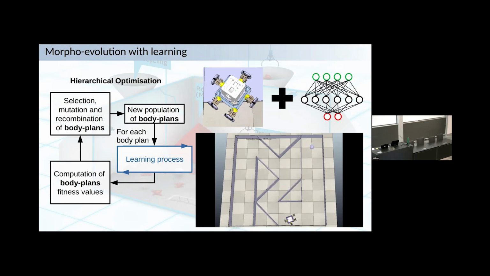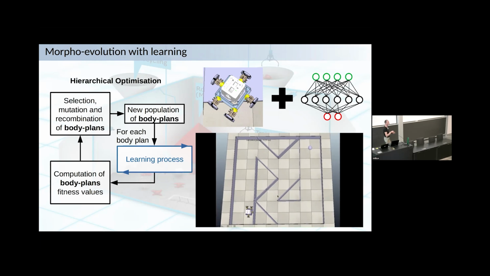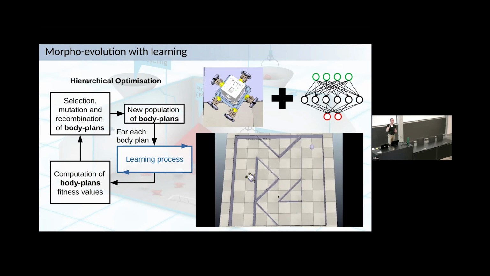And we use a hierarchical optimization process, or algorithm, where you have two nested optimization processes. An outer loop, which is an evolution algorithm, is used to optimize the body plan. And for each of these body plans, we use a learning algorithm to optimize the parameters of the controller to finally have a robot solving a specific task. So here we have a robot solving a maze navigation task, for example.